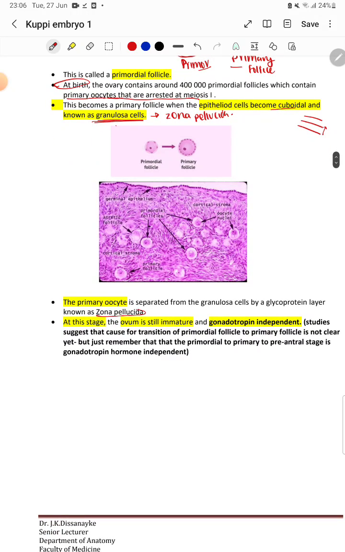Like I mentioned earlier, the primary oocyte is here, and then you have the granulosa cells, and in the middle you have the glycoprotein layer.